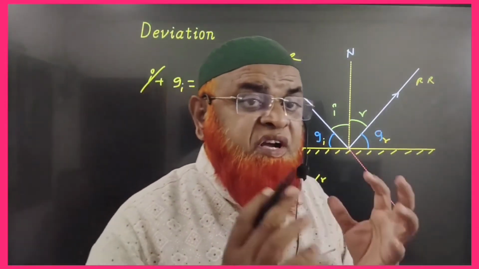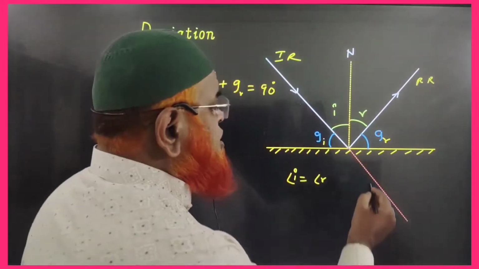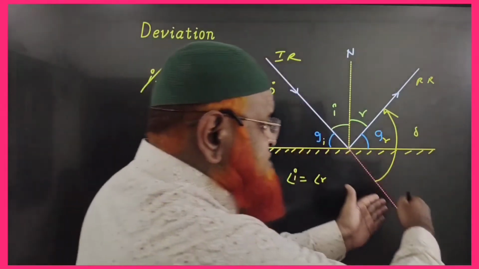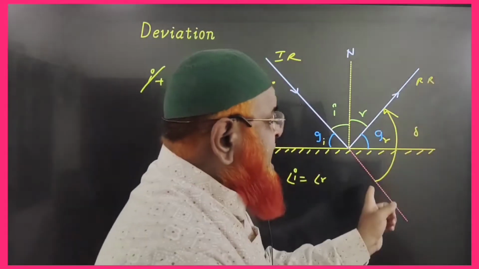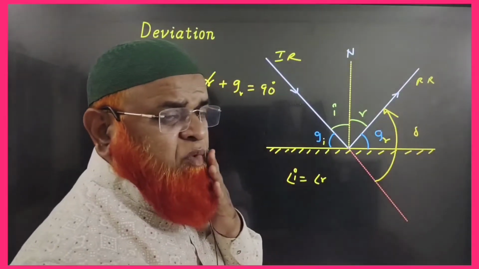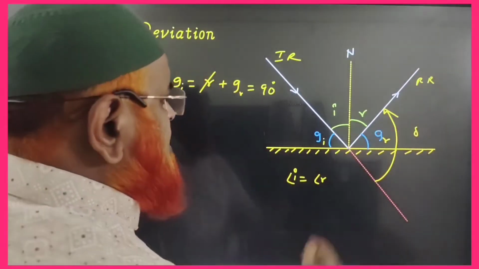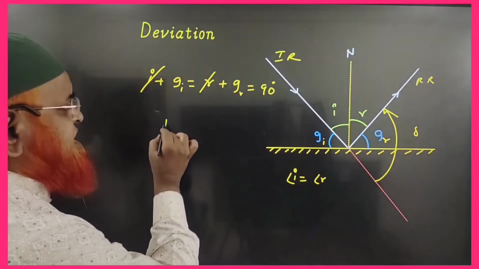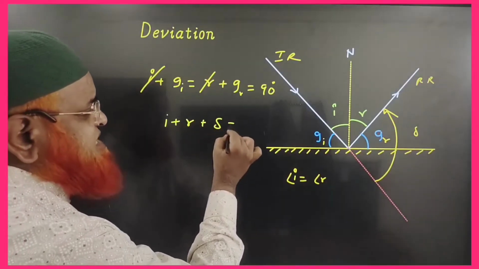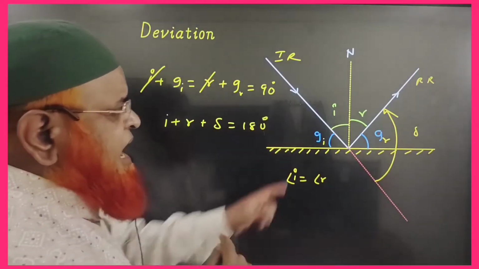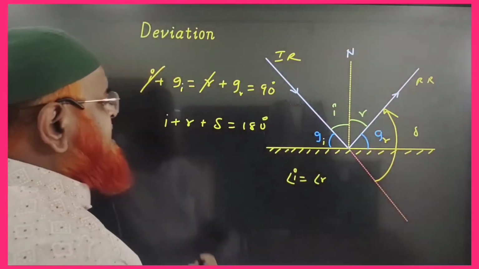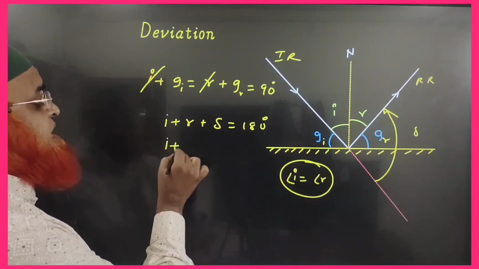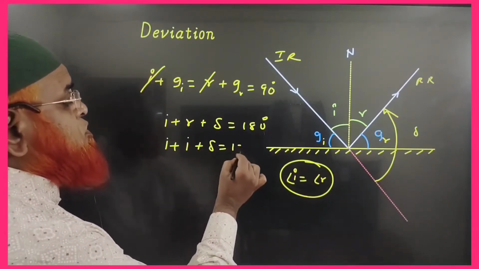Now let me discuss deviation because of a single mirror. What do you mean by deviation because of a single mirror? The light ray has to travel like this, but it is reflecting in this way, and that's why this is called a deviation. To understand the deviation, first thing is, I plus R plus delta is equal to 180 degrees. You all know the angle of incidence is equal to the angle of reflection, so we can take I plus I plus delta is equal to 180.